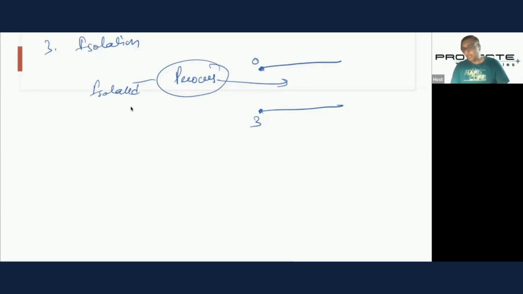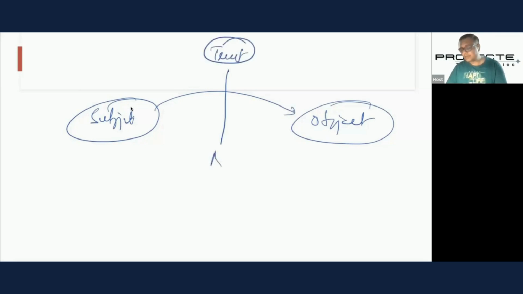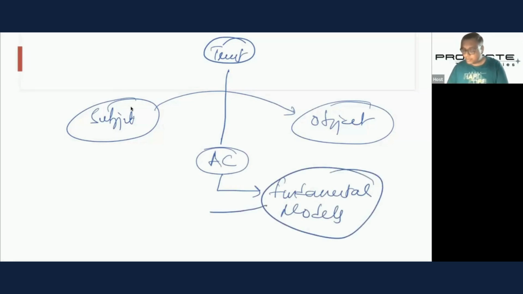Now, whenever we discuss subject and object, all information systems revolve around subject and object, right? Whenever a subject is trying to access an object, there has to be trust. There has to be creation of trust. Who creates the trust? The access control mechanism. And this access control mechanism is based on certain fundamental models. Now we will see what are the fundamental models which drive these access control policies.